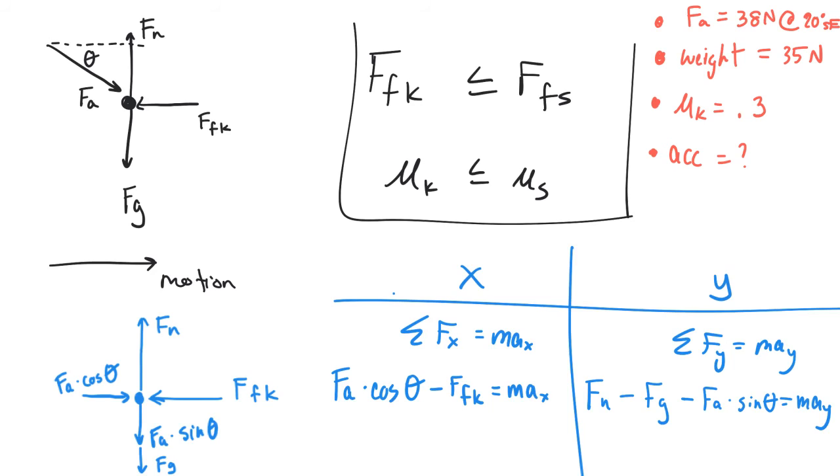So if it's not lifting off the ground, what's the first thing I can say? AY is 0. Good. AY is 0. So let's go ahead and drop that off.